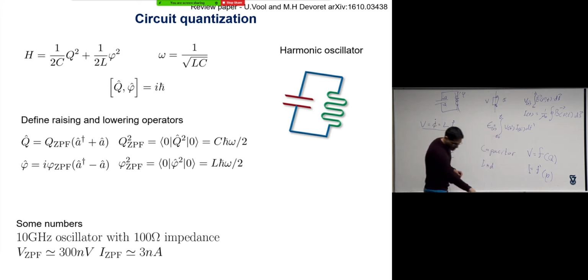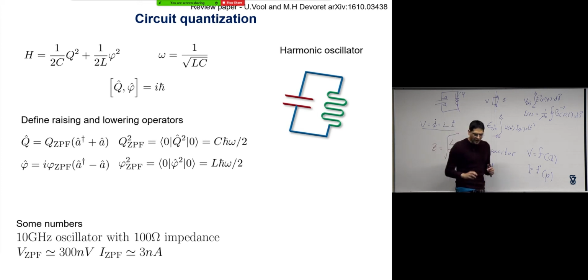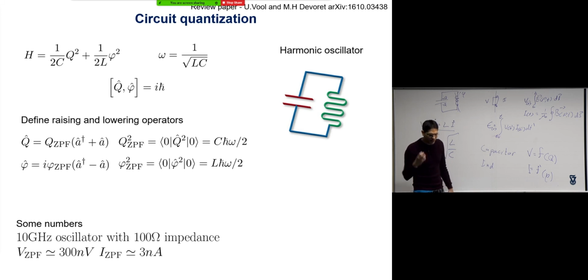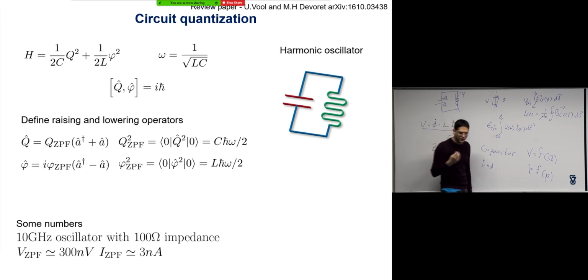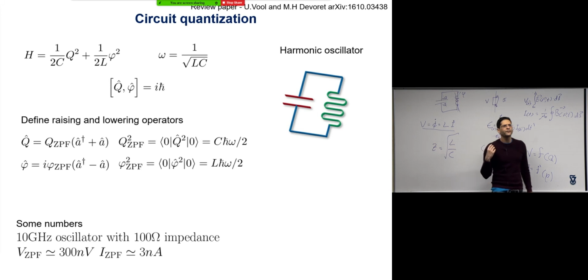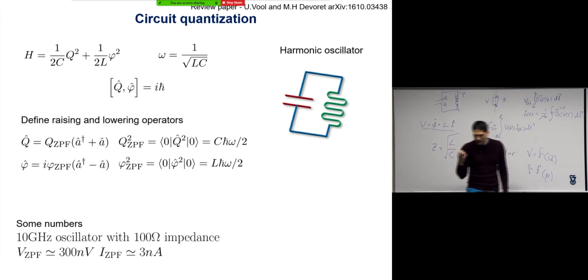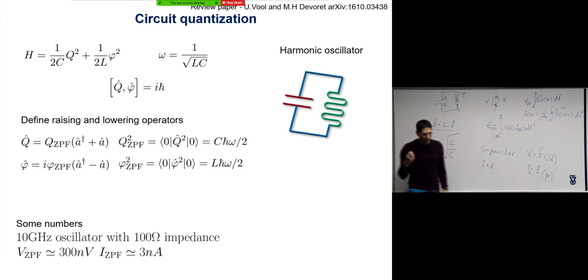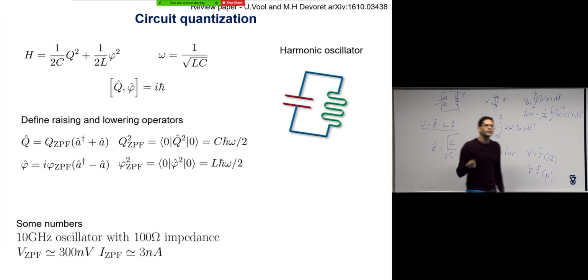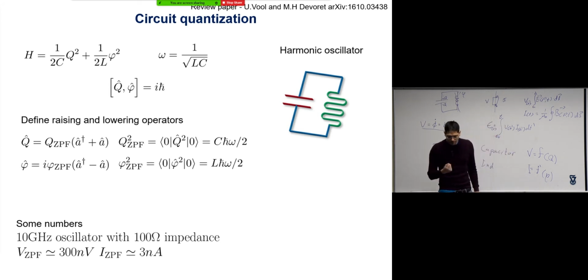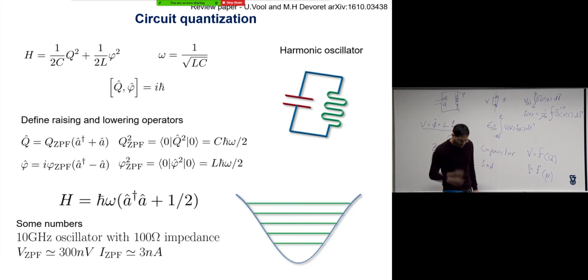For these example numbers, the 0-point fluctuations of the voltage are going to be 300 nanovolts, which is not small, it's pretty large. And the 0-point fluctuations of the current are going to be around 3 nanoamps for the numbers I gave here. These are not small currents and not small voltages. It means there's an opportunity here to get really strong interactions between these things and cavity fields.